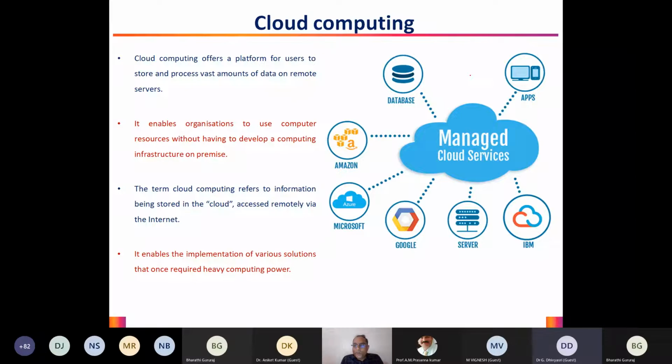We can use these clouds and store the data in them. The advantage of storing all this data in a cloud is that you can avoid the expensive computing infrastructure. You don't need to have it on your premises. You can just store the data in the cloud, which is offered by Amazon, Google, Microsoft, IBM. There are so many companies that offer cloud computing services. That is at a very small level.